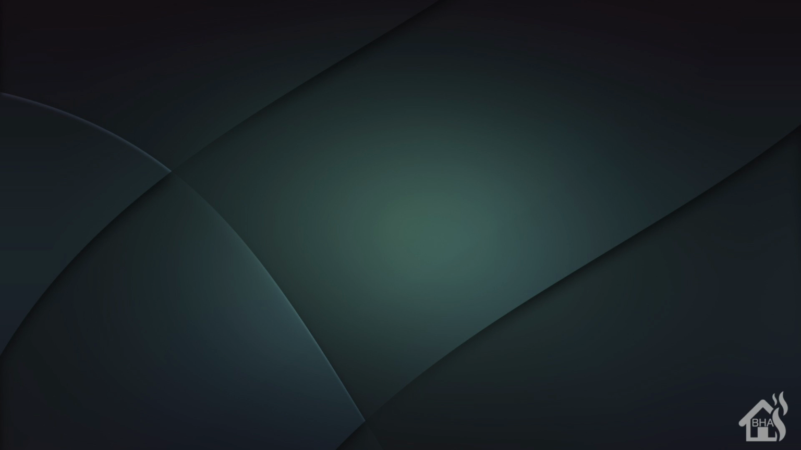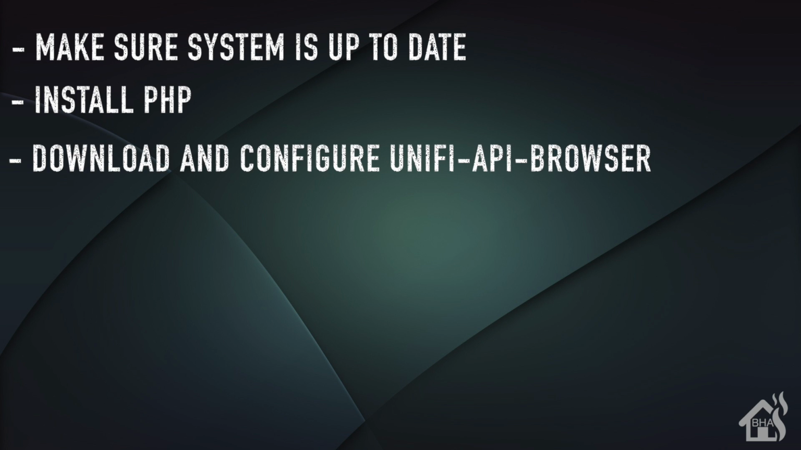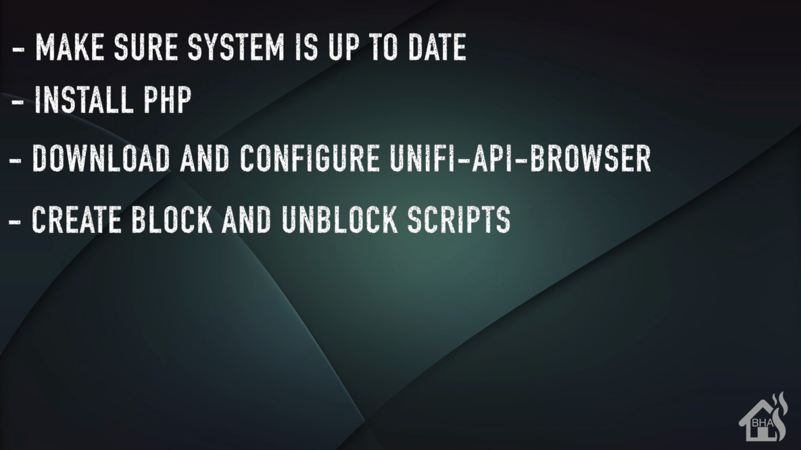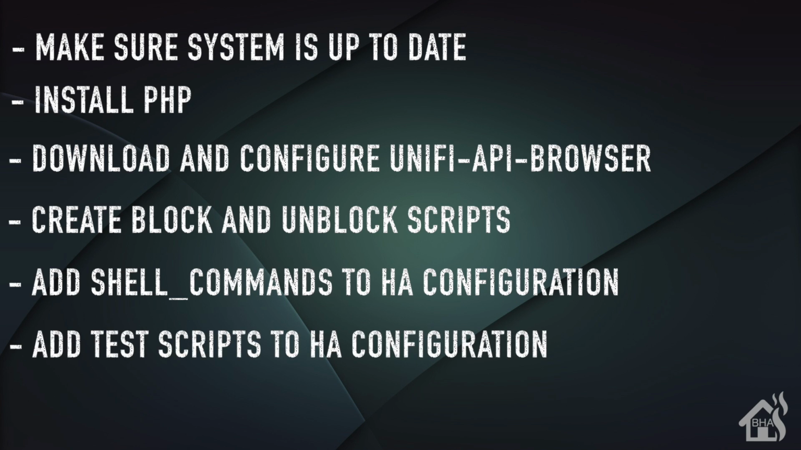Let's go ahead and run down everything that we covered in this video. For starters, we made sure our system was up to date. Next, we installed PHP, which we needed to be able to run the scripts. Third, we downloaded and configured the Unifi API browser, which is what we use to run our scripts. Fourth, we created some block and unblock PHP scripts that we used specifically for the MAC addresses we wanted to block. Then we added those shell commands into our HA configuration. Then we created some test scripts that would initiate those shell commands for us. And lastly, we saw what that looked like in action.